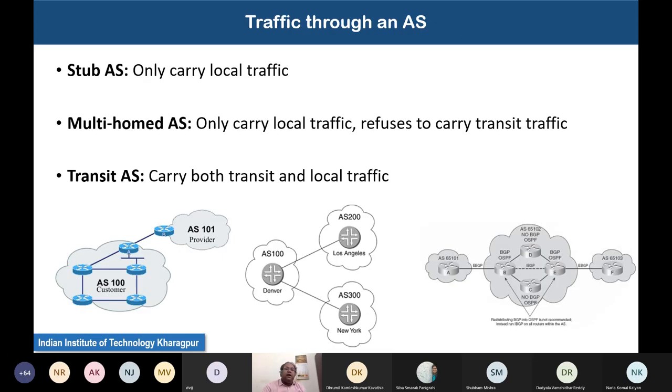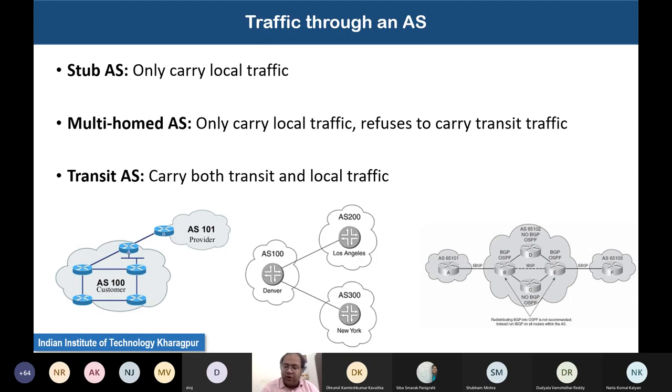Okay. Now, as we have already mentioned, there can be three different types of autonomous systems. The stub autonomous system only carries the local traffic, because it is not connected to multiple different autonomous systems. So they basically just get the data or put the data to the service providers. They work like a consumer or the producer of the network traffic. That way they carry the local traffic only.